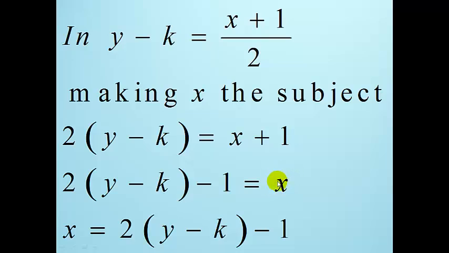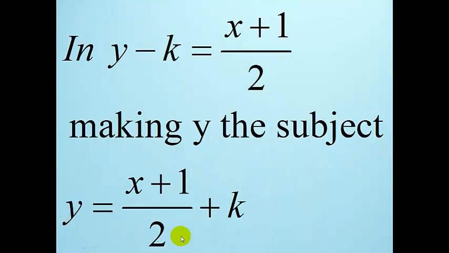That means that x is equal to 2 into bracket y minus k minus 1. And this can be written as x on the left hand side is equal to 2 into bracket y minus k minus 1 on the right hand side. Since x stands alone, it means that we've made x the subject.